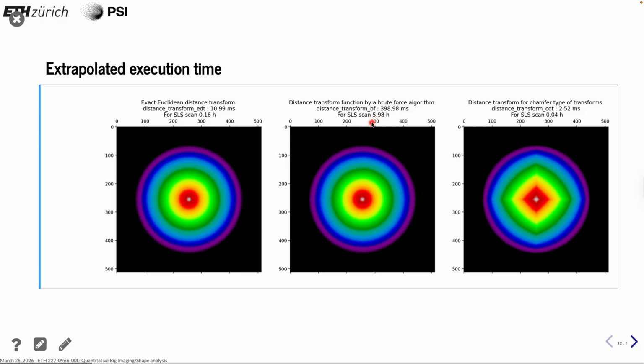The brute force algorithm, which is not really what you should use, but it's nice for demonstrating how it works, can be used as ground truth or benchmarking reference. Then it takes almost 6 hours to compute a full volume. And the chamfer is where you start seeing the improvement, because this one takes a quarter of the time that it took for the exact transform.